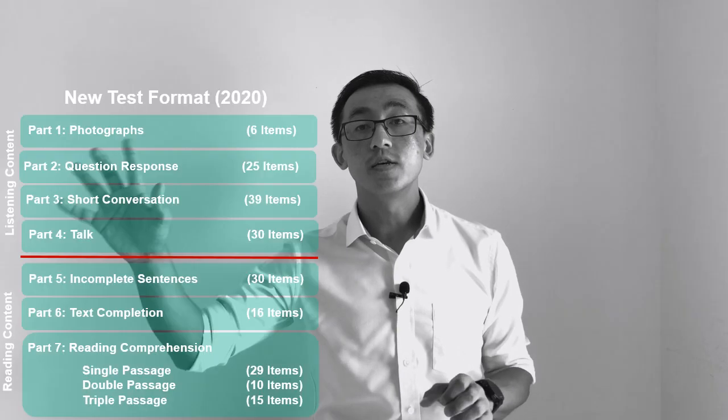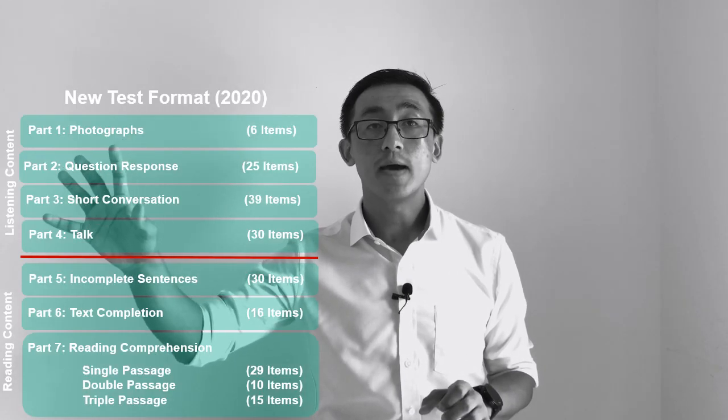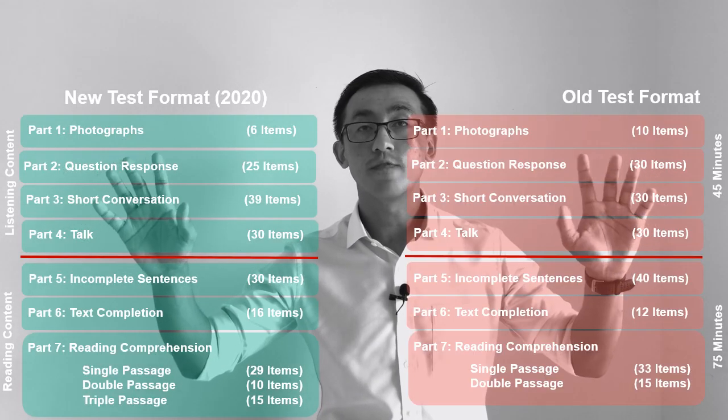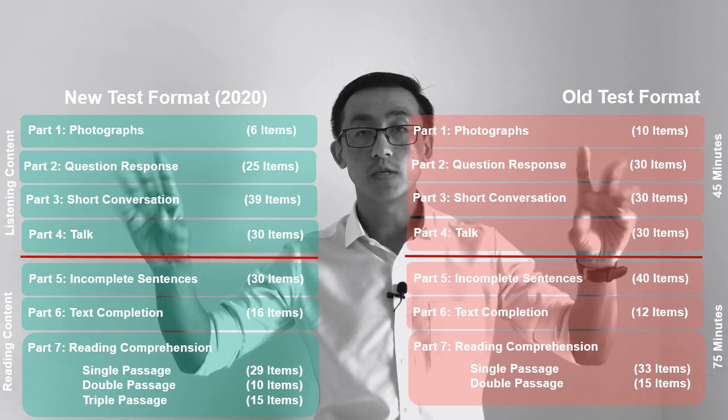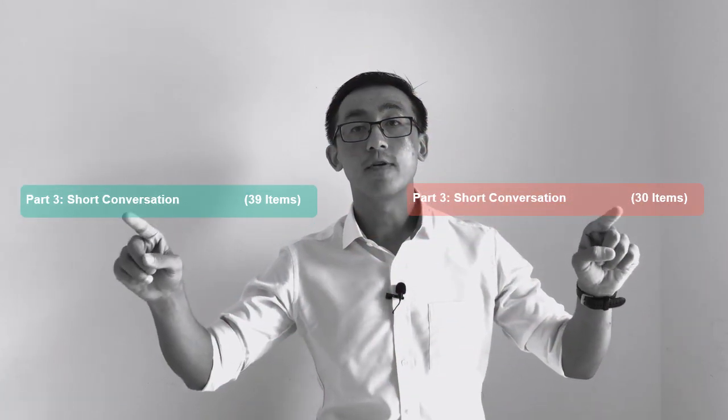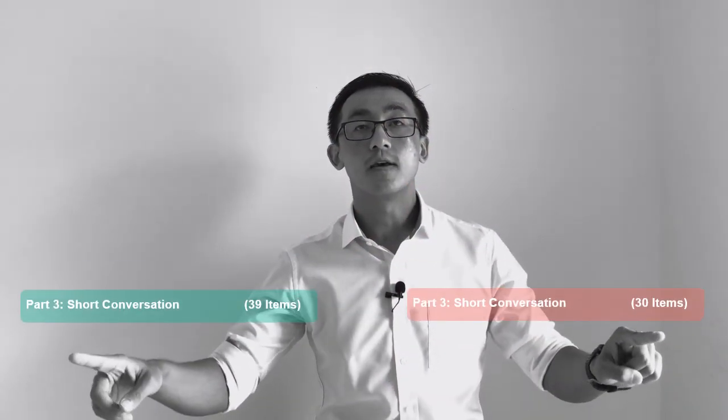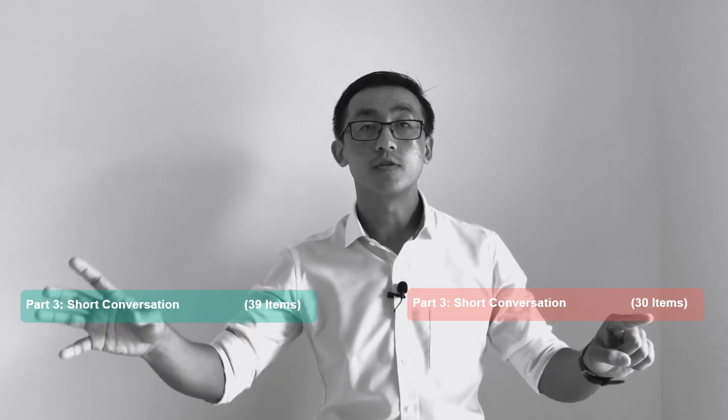Let's talk about the changes first. Previously, there used to be 10 conversations with 3 questions each, but now we have 13 conversations with the same number of questions each. So this is the new TOEIC test format compared to the older version. If I remove all the other parts and keep only part 3, as you can see, the questions have increased from 30 to 39.